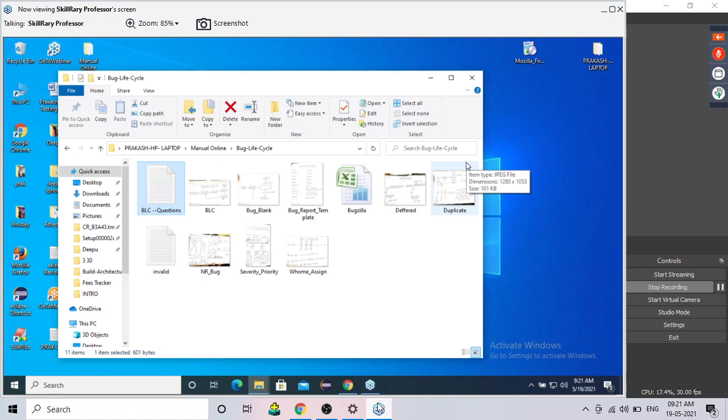Let me start the bug life cycle first. I think the bug life cycle is not done for everyone, right? The bug life cycle is not done. Very good. Now listen, guys.